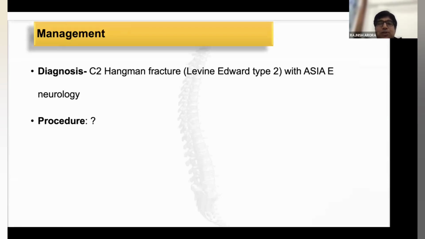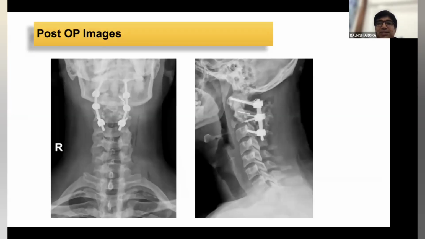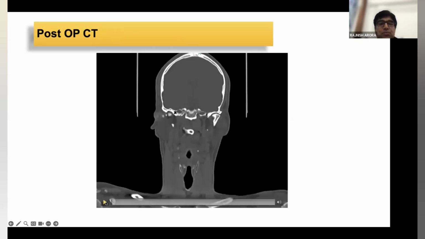I was thinking of putting the question to the audience, but Dr. Nupur Puthi has now given the answer that we should try to avoid C1. But this was what we did, and from the next time I will also put thought into avoiding C1. We tried to negotiate the fracture fragments here, and on the right side we were able to go with the pars screw, and on the left side we placed a pedicle screw, and this was his post-op CT.